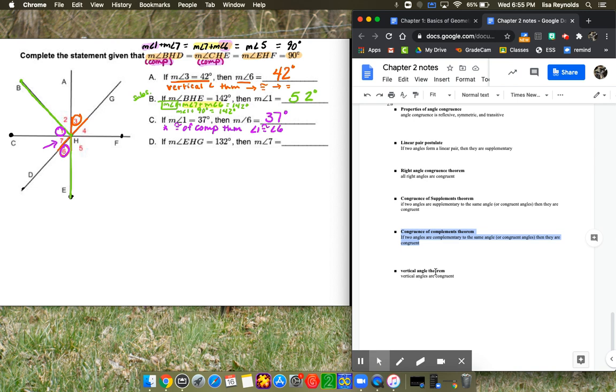Otherwise, you would have to substitute and calculate and substitute and calculate in order to do that. So you would substitute the measure of angle 1 in to find angle 7, and then substitute the measure of angle 7 to find angle 6.